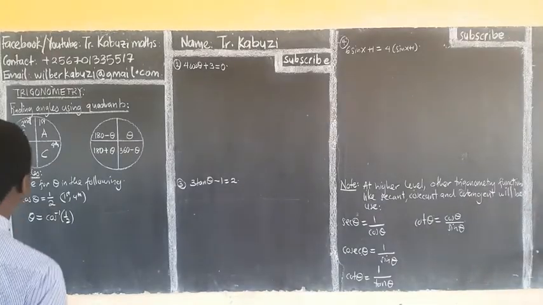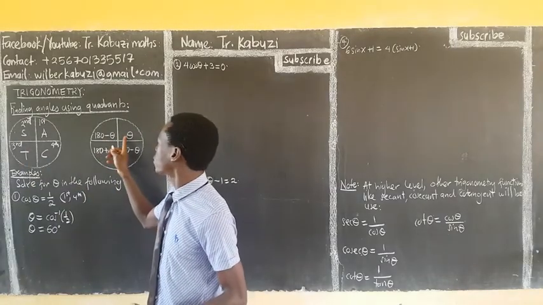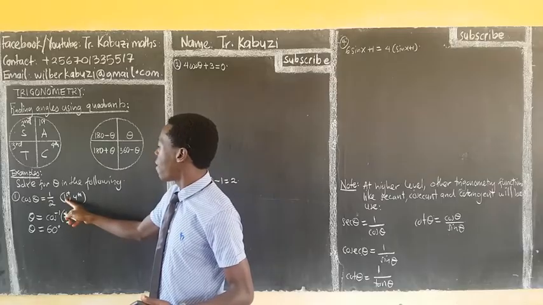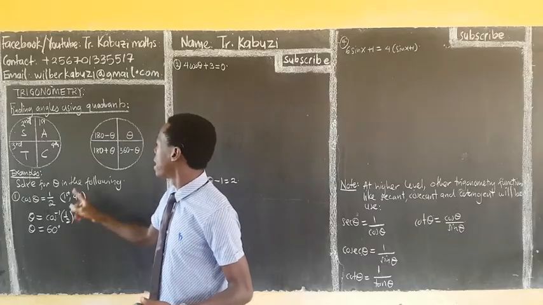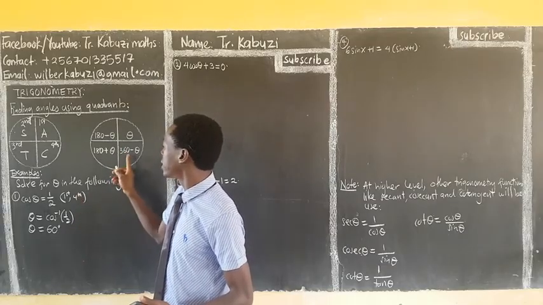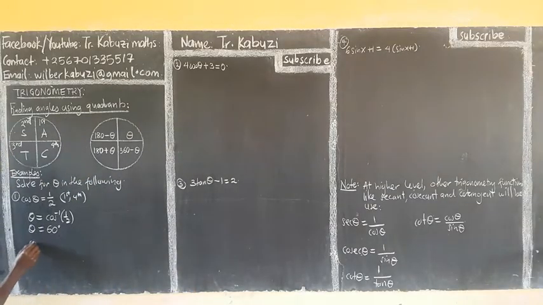So when you press this on the calculator, the answer you get is 60 degrees. This 60 degrees is acute, so this angle is in the first quadrant. Our angles are in the first and the fourth. Because this one is in the first, I take it. Now I come to the fourth quadrant. I get the other angle by taking 360 minus theta, which is 60, and this gives me 300.